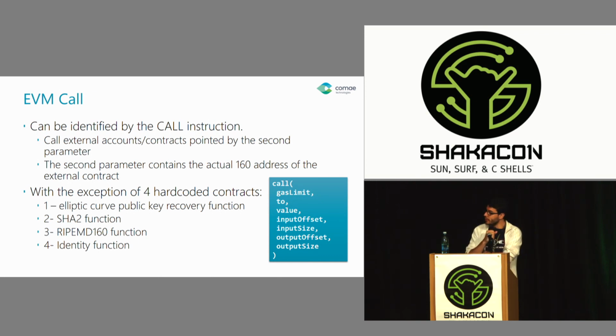The second parameter is the most interesting one because it contains the address we're going to use to call that contract. So that's the address of the contract itself. And with the exception of 4 contracts that are hard-coded inside the EVM, which are basically the one for the elliptic curve public key recovery, SHA-2, RIPEMD-160, and the identity function. SHA-3 is an actual instruction on its own.